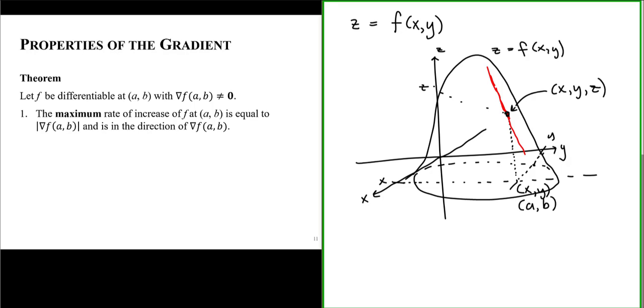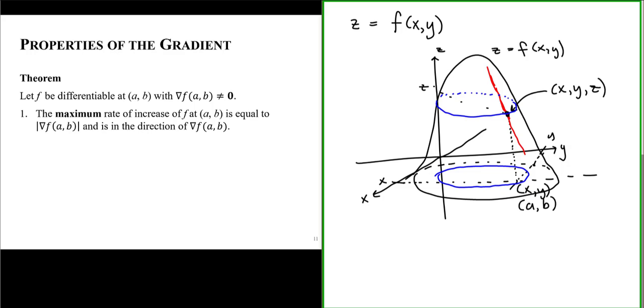Well, the gradient operator, if we look at a contour of our hill that passes through that point and project that contour onto the xy plane, the gradient operator tells us the direction that we would have to travel in the xy plane in order to take that path of steepest ascent. The fastest rate of change is the path of steepest ascent.